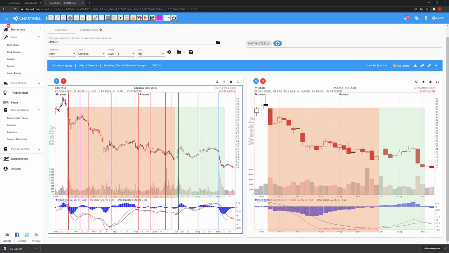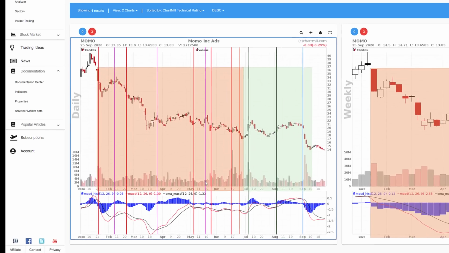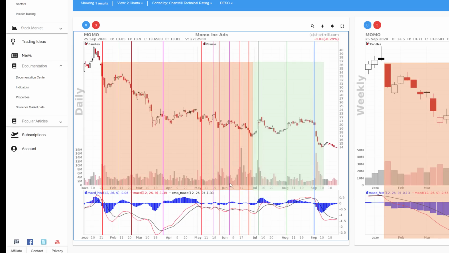Let's take a look at all the signals that are no longer valid by taking into account the trend on the weekly chart.